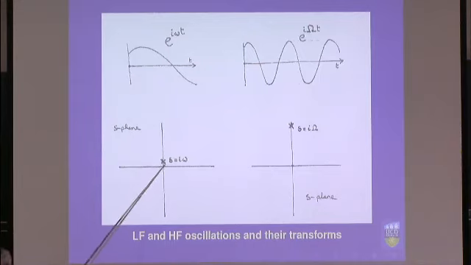A low frequency gives us a pole near the origin. A high frequency gives us a pole farther away. So now we can distinguish in the S-plane between components which are low frequency and high frequency. And that enables us to discriminate.